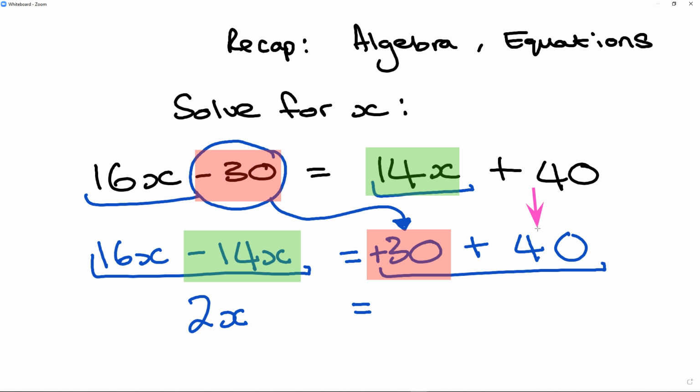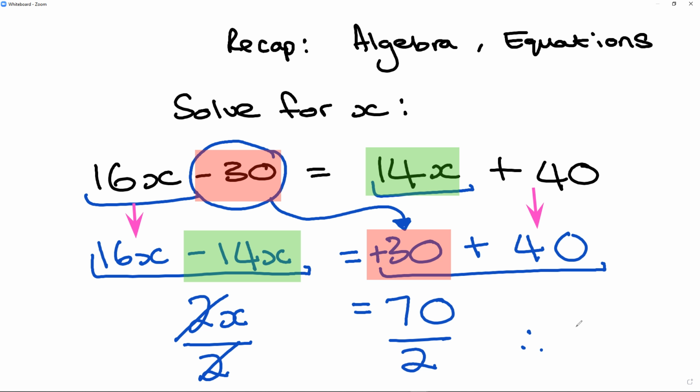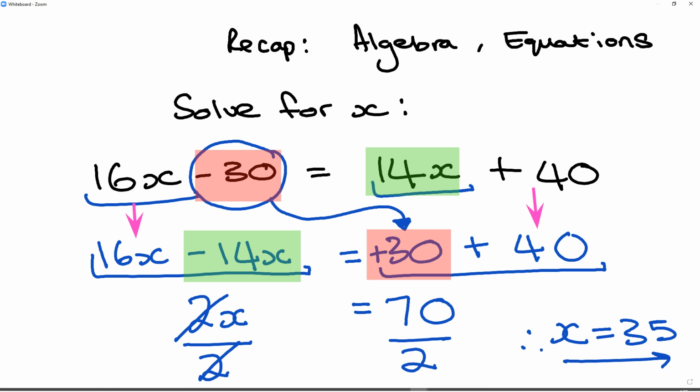And then I just simply bring those two down. 30 plus 40 is now 70. We then divide both sides by 2. When we divide the left-hand side by 2, it cancels out, and we're left with x equals 70 divided by 2. And 70 divided by 2 is 35. So well done if you got this answer correct. x equals 35.